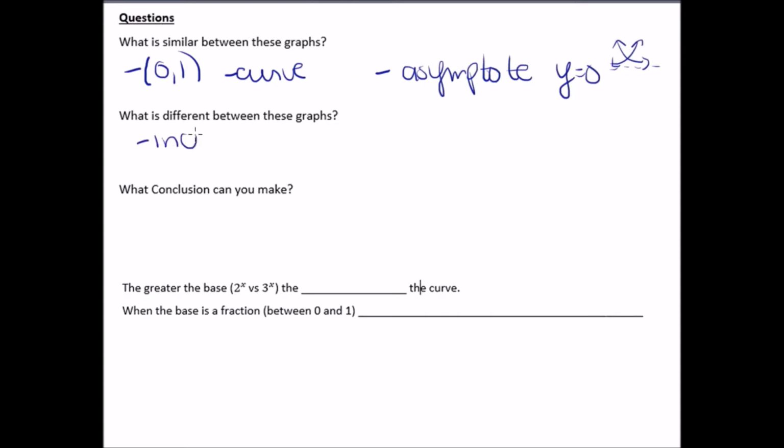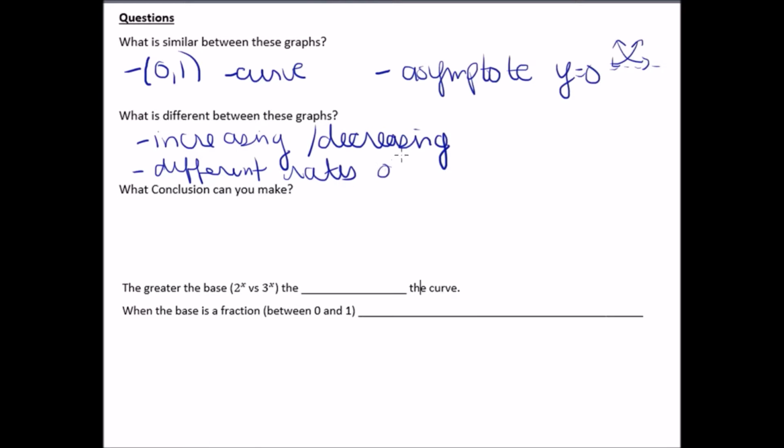Okay? And what is different? Some are increasing, the first 2 are increasing, and then the last one is decreasing. And then the other thing that's different is they increase or decrease by different rates of growth. Okay, we're going to get into that habit of calling it growth and decay. So growth is getting bigger and decay is getting smaller.